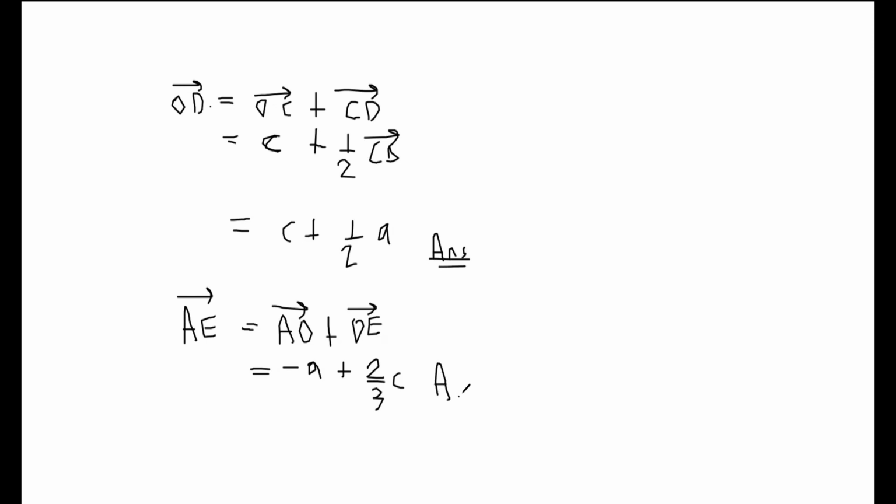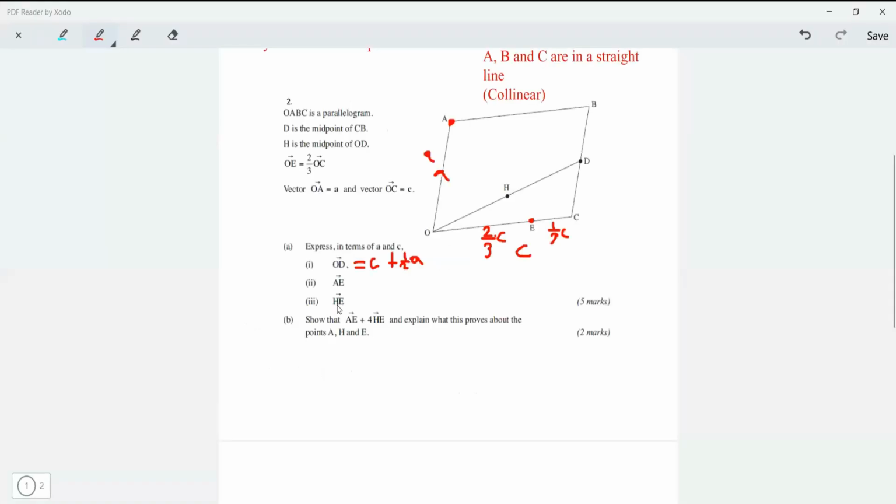We're really not doing anything yet, we're just having fun. And then right here, now we need to find vector HE, to go from H to E. You can go from H to O, and then from O to E. Or if you're crazy, you can go from H to D, and from D to C, then from C to E. That's too much work. Let's go from H to O, then O to E.